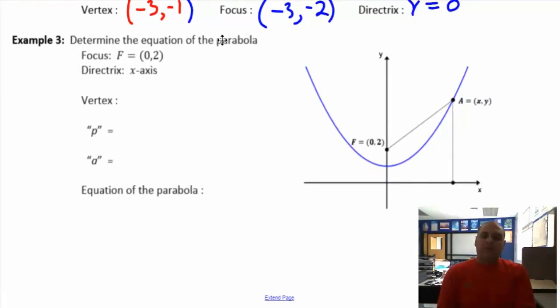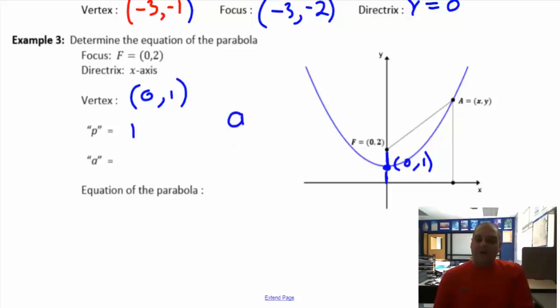Determine the equation of a parabola if I know the focus and I know the directrix. Okay, so if I know the focus is 0, 2, and I know the directrix is the x-axis, this is the x-axis here, I know my vertex is going to be the point 0, 1, because that's right in between the focus and the directrix. All right, so now what's my p-value? Well, my p-value is obviously 1, because it's up 1, down 1, so my p-value is 1.